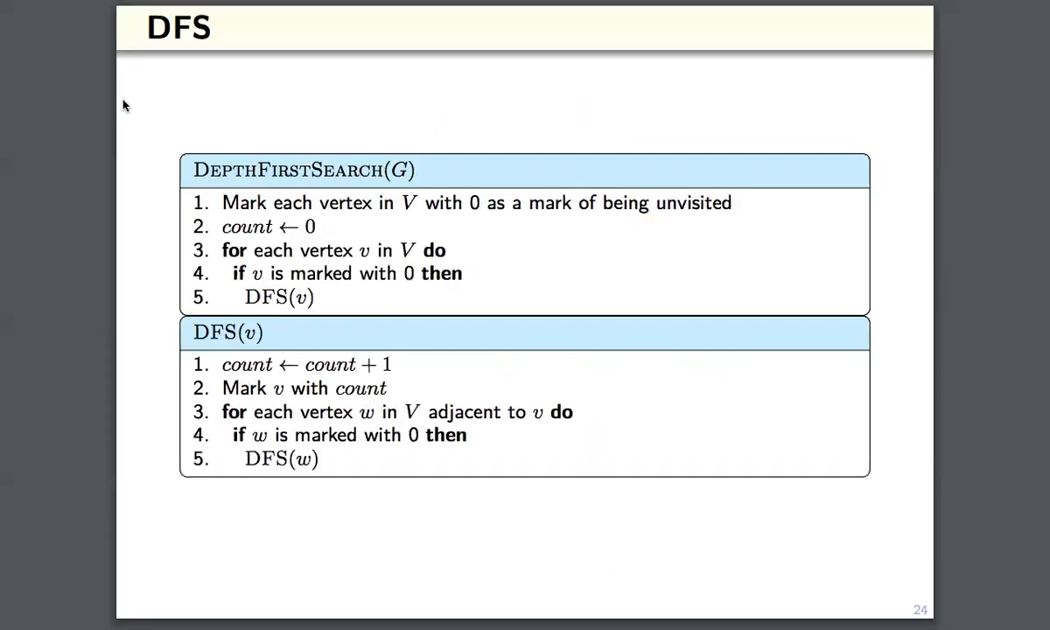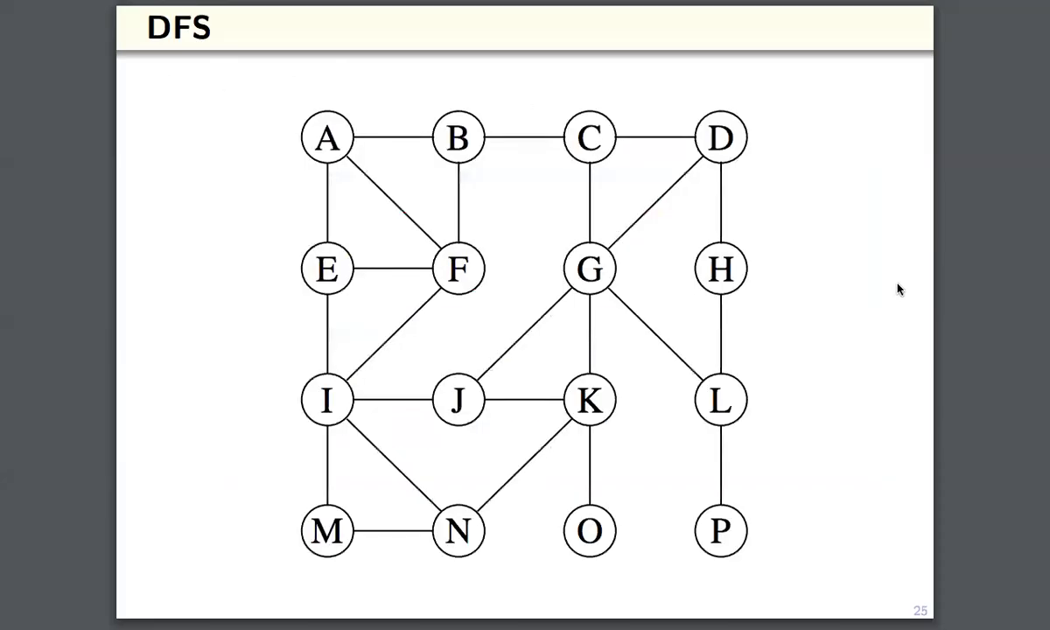From A, what happens? Initially, everything is unvisited. You're marking with 0, that means everything is unvisited. Every vertex is unvisited. If it is unvisited, call DFS. So we will call DFS of A.